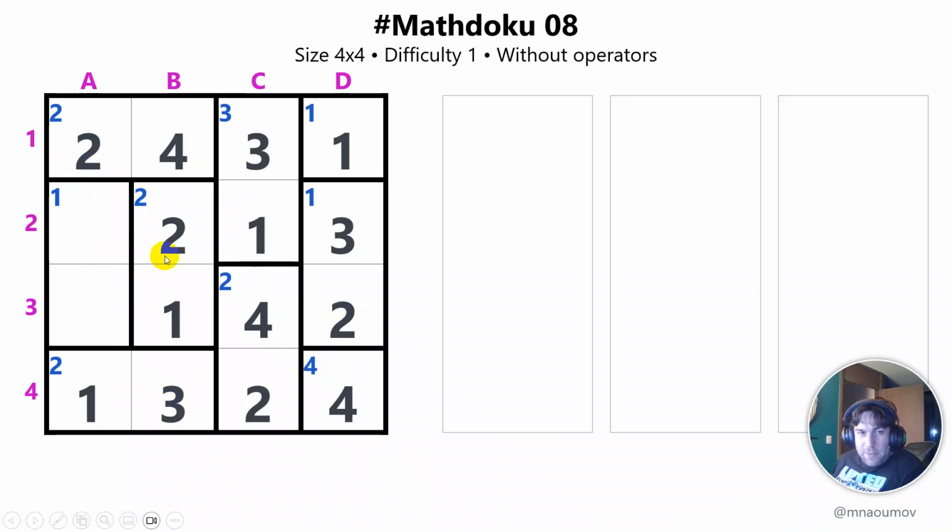And the last step is to fill the last possible number in the second row, where number 4 is missing, and in the third row number 3 is missing. And that's how we solve the puzzle. We didn't have operations, but we still could solve it pretty quickly. Stay tuned for next episodes.